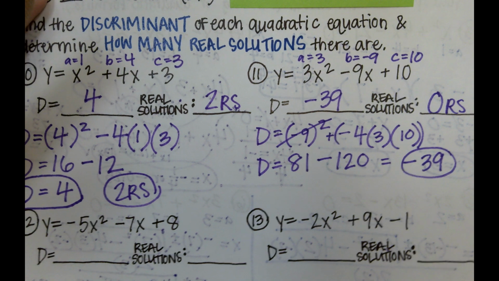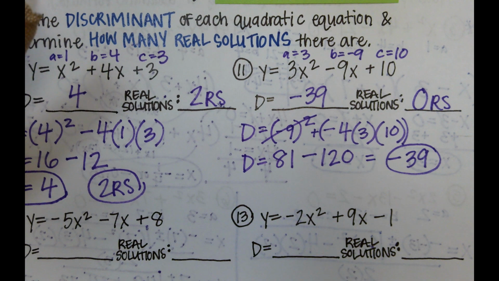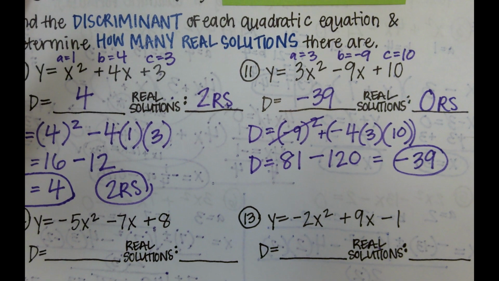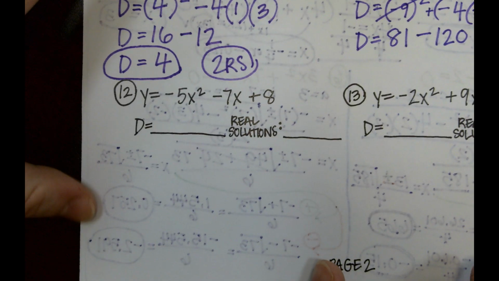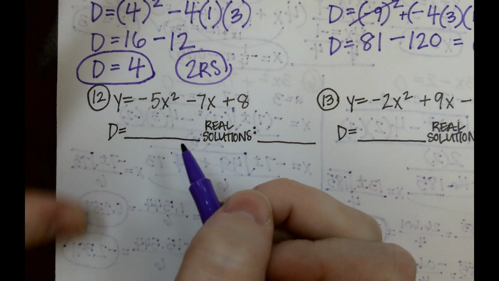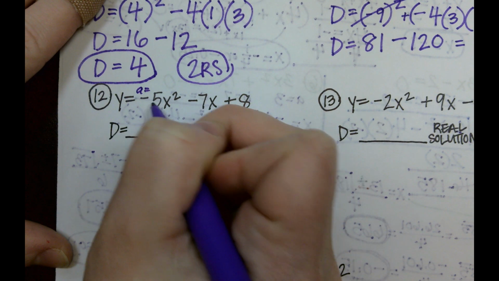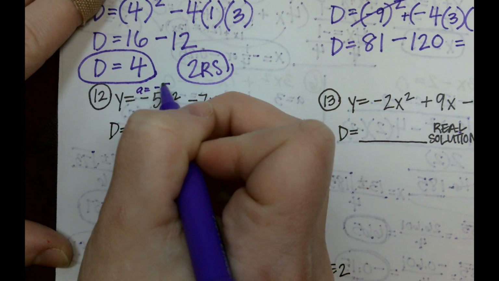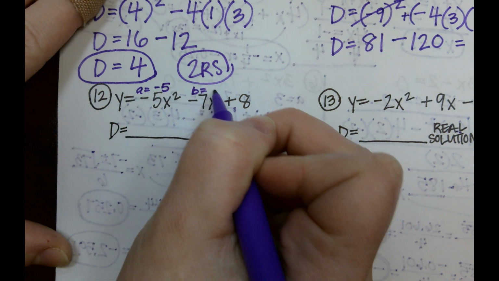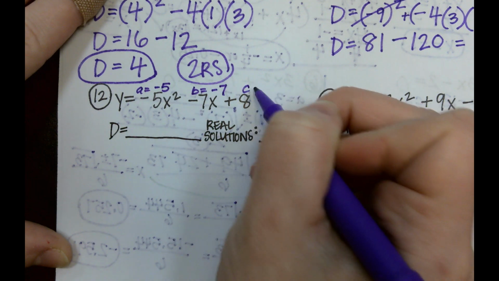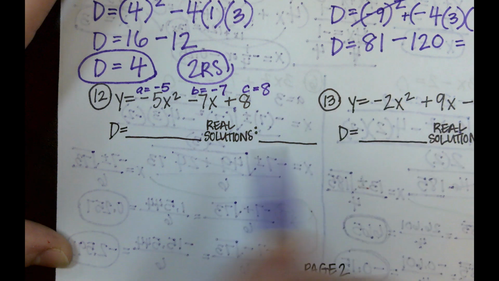Can we do 12? Anybody still need a minute? Okay, let's look at 12. Same kind of problem. Let's identify A, B, and C. A is negative 5, B is negative 7, C is 8.